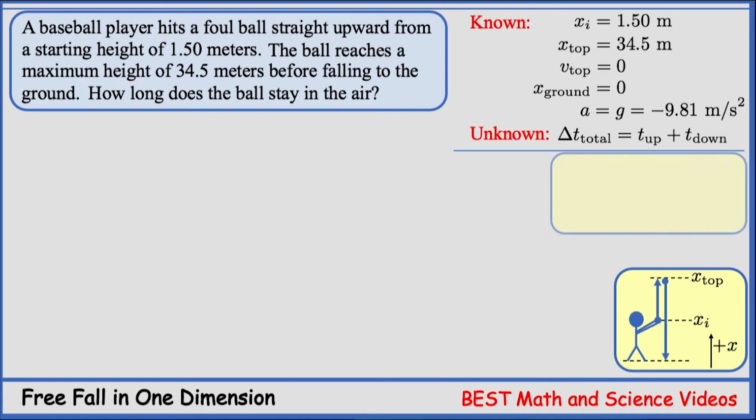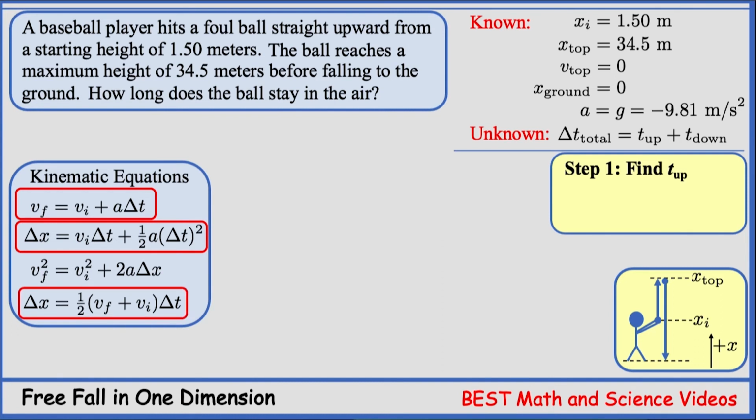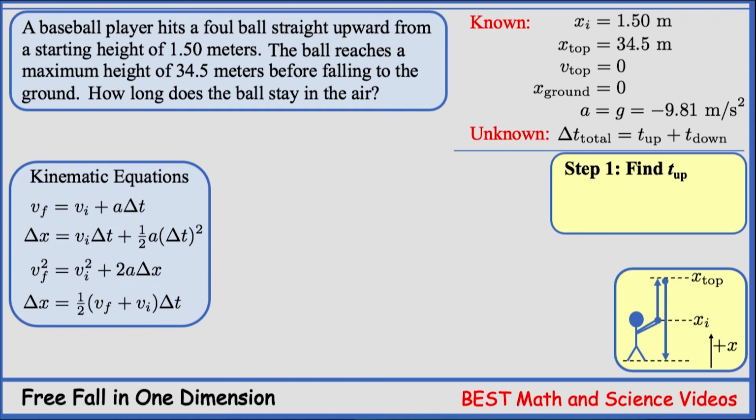The first step then is to find the time it takes the ball to move upward, t up. So let's look at the kinematic equations. Our unknown is delta t, which for step 1 is t up. So delta t must be the only unknown in the equation we use. The first, second, and last equations all have delta t, but notice that each of these equations also includes vi, the initial velocity, when the player throws the ball up. We don't know this velocity, and we can't solve an equation with two unknowns, so we can't use these equations.